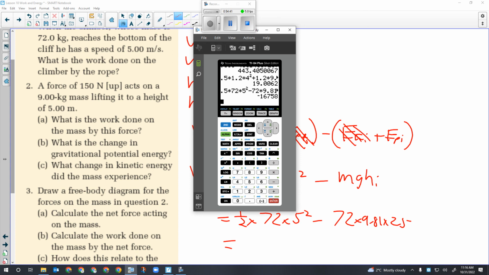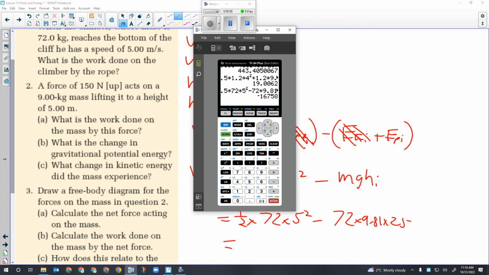Okay, I get a negative number. Is that okay? Yes. The climber has less energy at the bottom than they do at the top, thankfully. Because if you have the same amount of energy as you do at the top, you're going very fast, and that's bad.